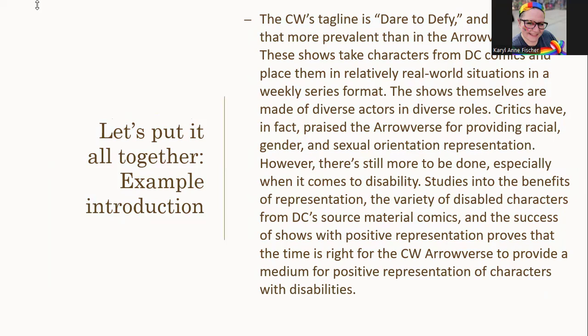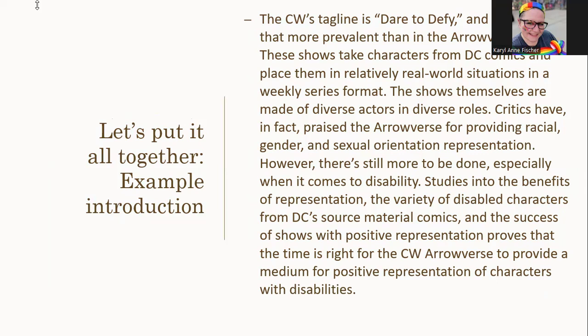And here's a whole example paragraph introduction that puts it together. Starting with trying to get the reader's attention, CW's tagline is Dare to Defy, and nowhere is that more prevalent than in the Arrowverse shows. Then I define Arrowverse. These shows take characters from DC Comics, place them in relatively real-world situations in a weekly series format.